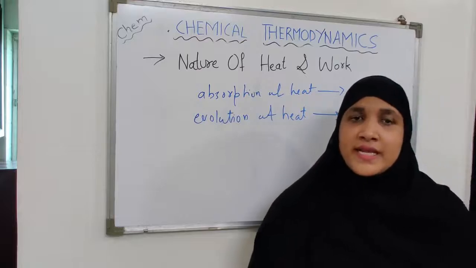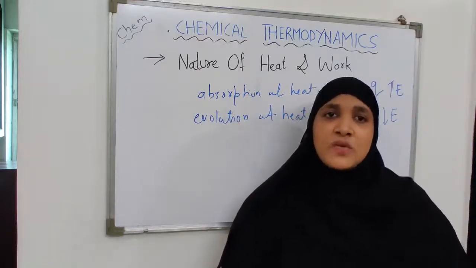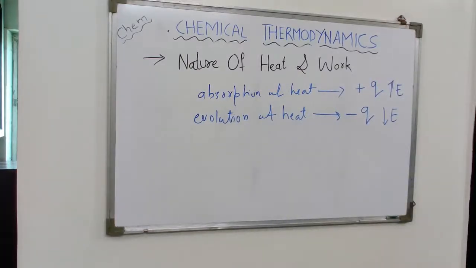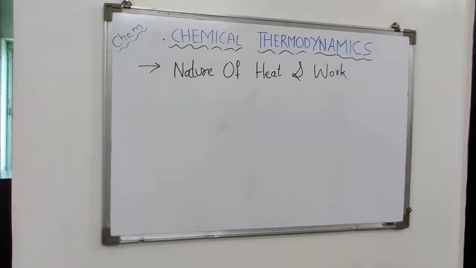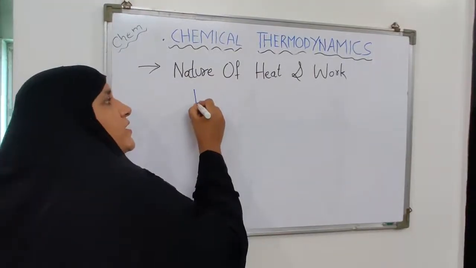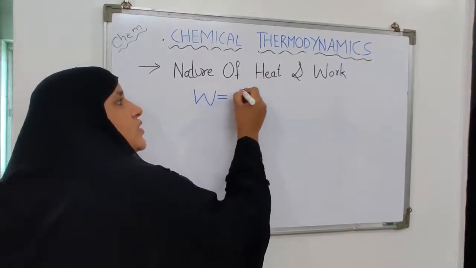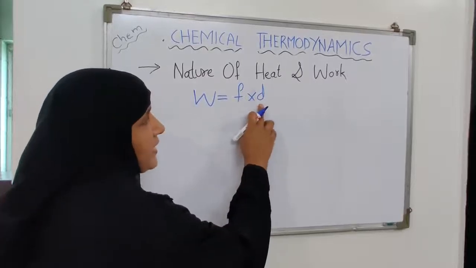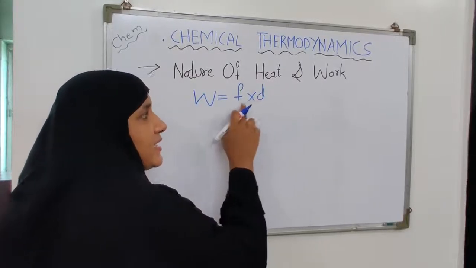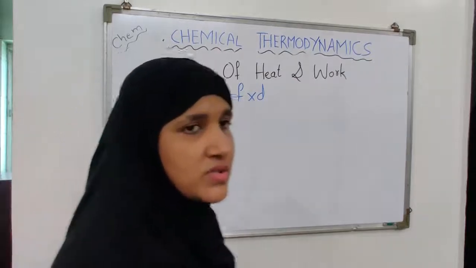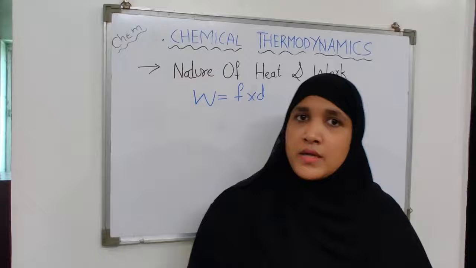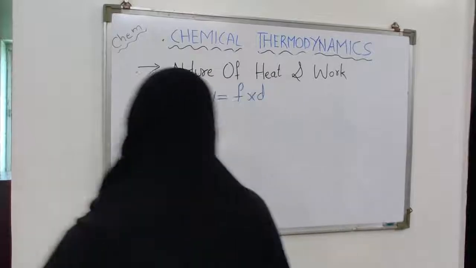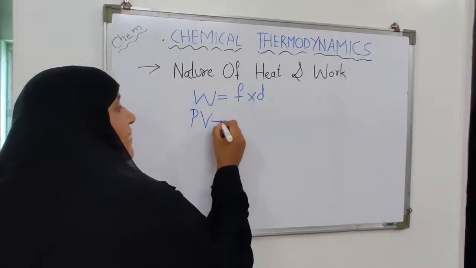So how can I explain work in mechanics? It is the product of force and displacement. According to the definition of mechanics, work is equal to force times displacement, that is, the movement of the body through a distance d in the direction of application of force. In thermodynamics, we don't study this type of work, but we study pressure-volume type of work, or PV work.